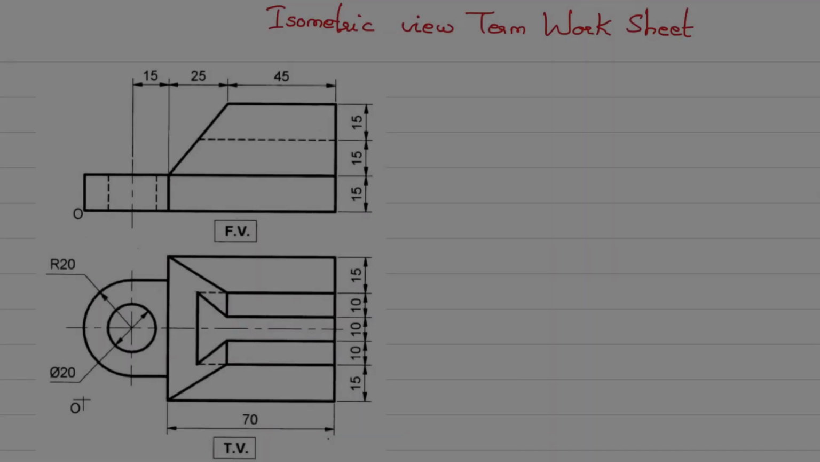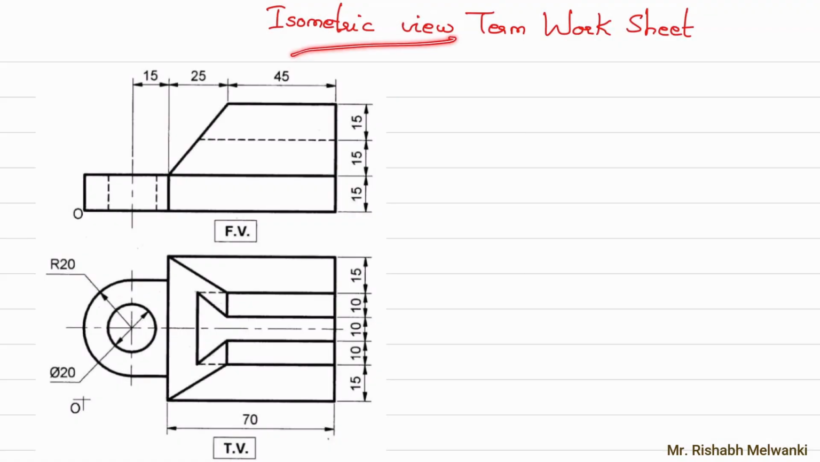So we will be starting with the isometric view worksheet, and here we have to solve basically three problems. This is question number 1, where front view has been given and top view has been given. In the front view, origin O is given on the left-hand side. So where will the front view be drawn?